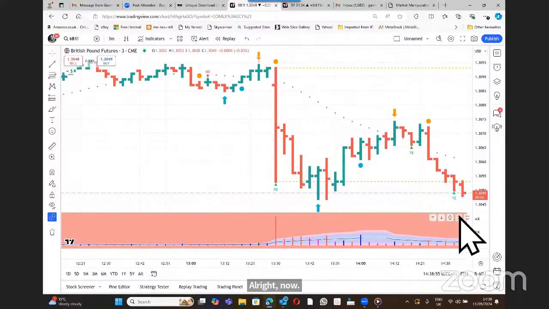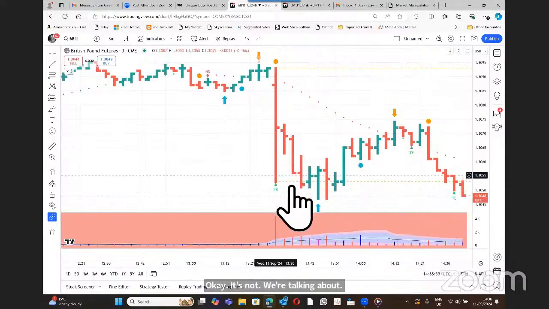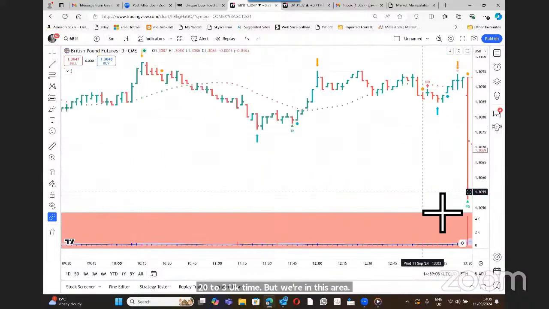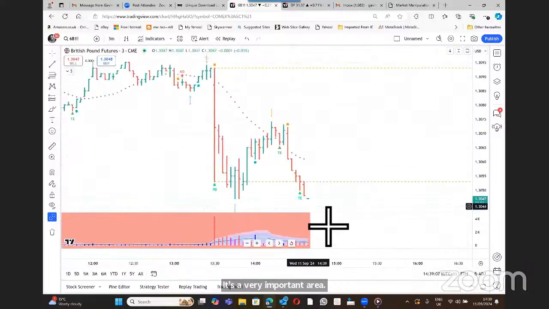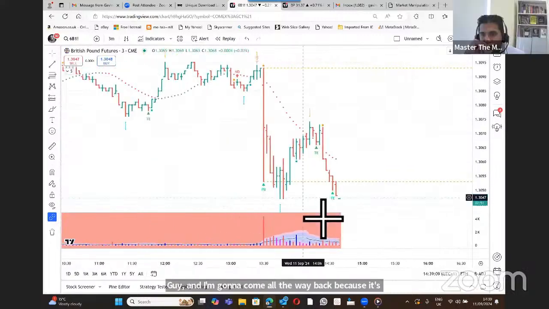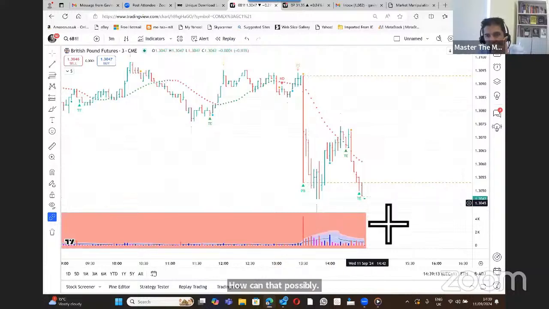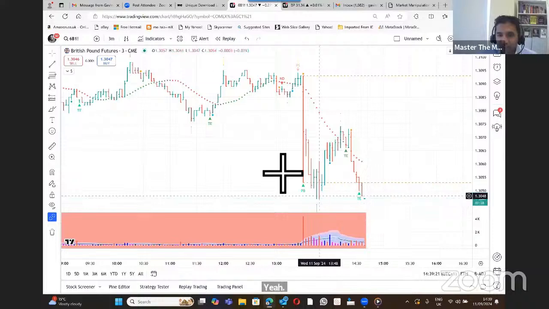We're talking about 20 to 3 UK time, but we're in this area. It's a very important area. Okay, I'm going to come all the way back because it's about to go. Actually, it's taken it out already. Yeah, and it's going towards the second target now on the spot. Yeah, on the futures, it's done that as well. And there you go. People have seen it in real time.